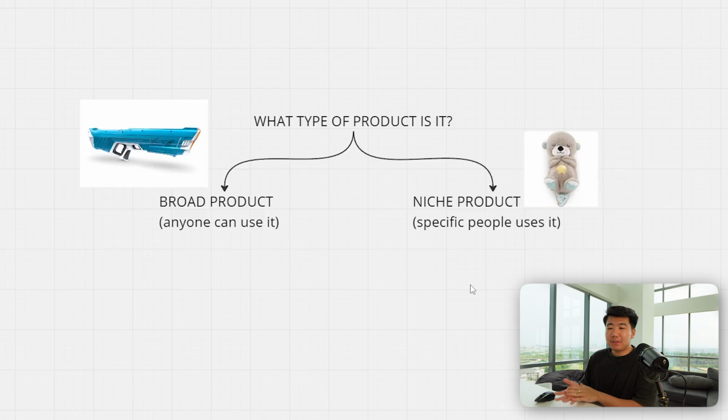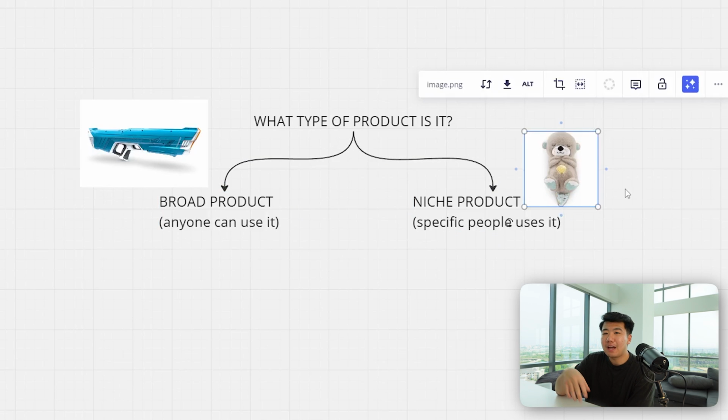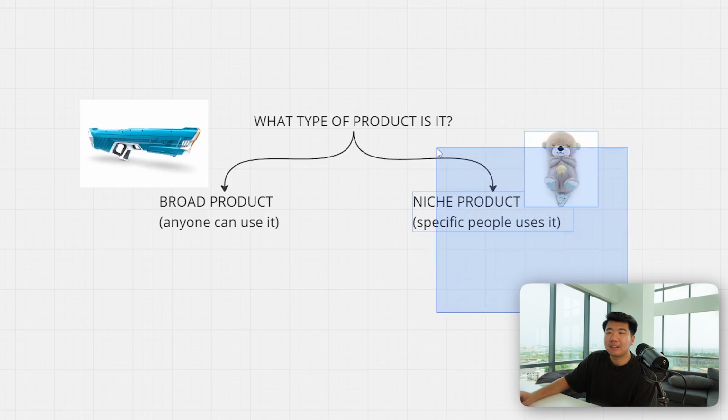All right, before we set up the testing campaign and choosing which testing strategy to do, you gotta figure out what kind of product you're trying to sell. Is it a broad product where anybody can use it? Or is it a niche product where specific people have to use it? So for example, this otter toy that I had creators make for, it's only meant for parents giving it to their babies. So whoever sees this ad that's not a parent, they're probably not going to buy it. So we will go ahead and take this route.